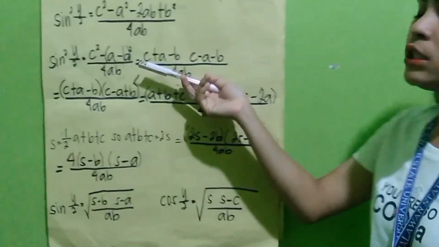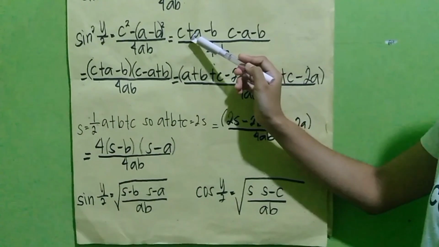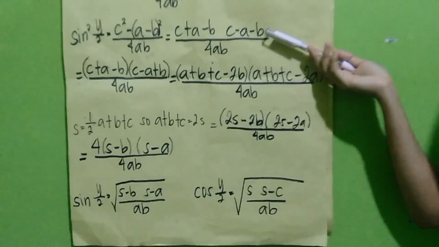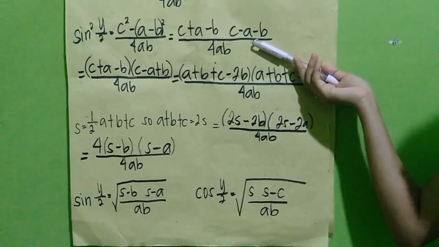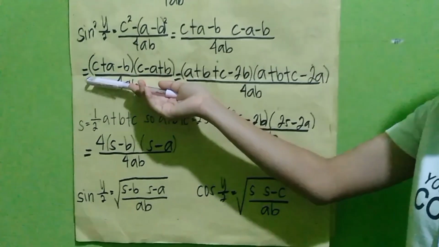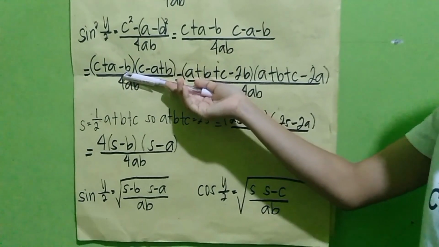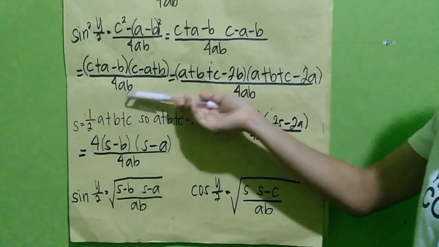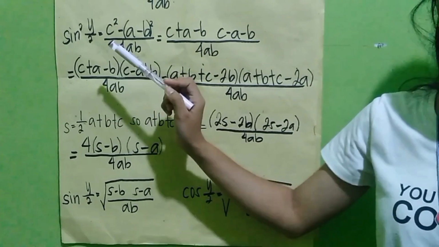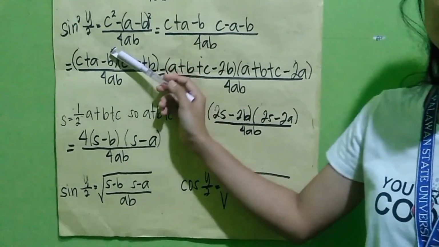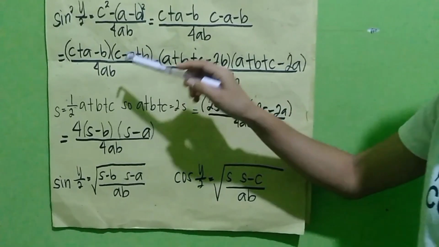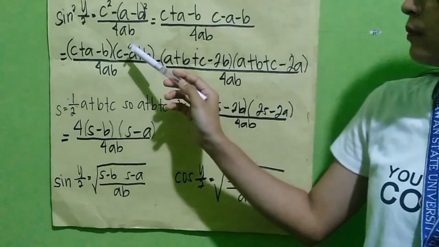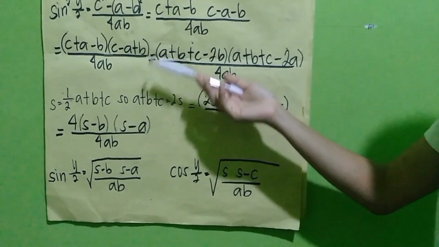Then factor out using the difference of squares. Then it must be the quantity of C plus A minus B and the quantity of C minus A plus B over 4AB. So, negative B has the two factors, the negative B and the positive B. And also, the negative A has the two factors, the negative A and positive A.